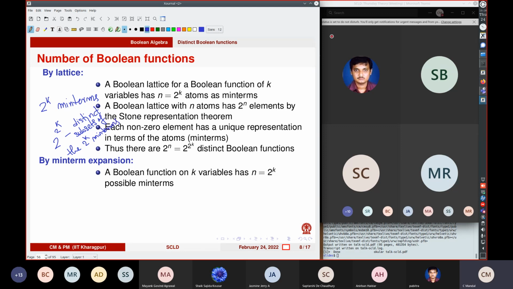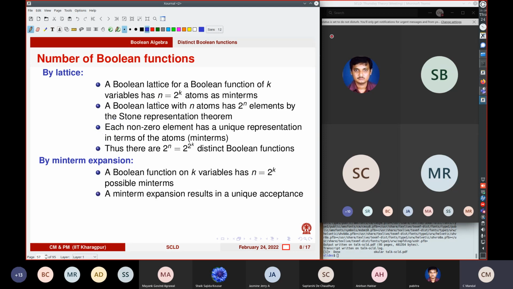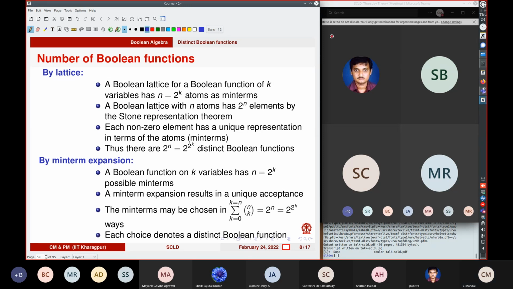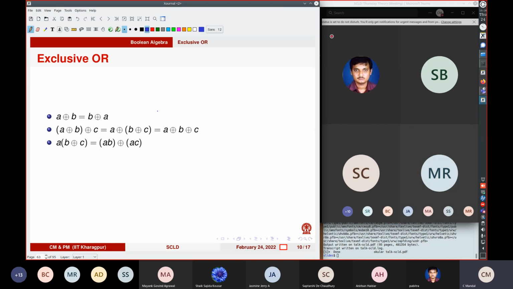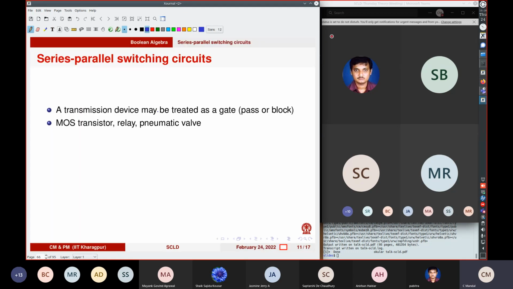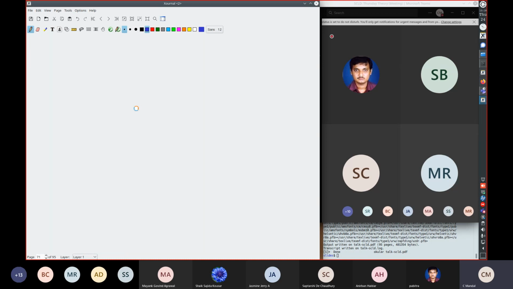All right. So that also gives you this way, you can say that you can have so many distinct Boolean functions. Okay, we have seen some of these already. Again, the serial parallel switching circuits we have seen at the beginning of the course. So we will not again go into that.